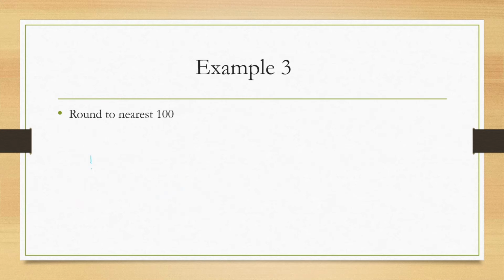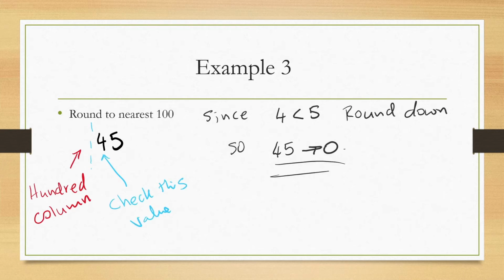Okay, now let's move on to another example. Round to the nearest 100. If we take 45 here, 45 is less than 100, and the number on the left of the 4 is the hundreds column. So we check the number 4. Since 4 is less than 5, we round down. So 45 is actually equal to 0 when we round to the nearest 100.